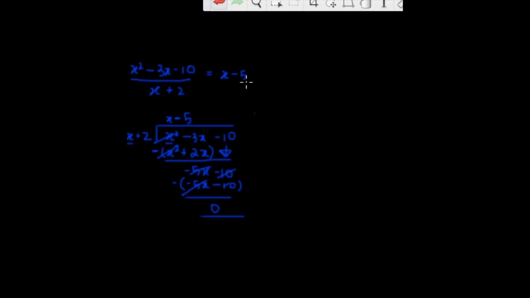You can also do this by factorizing the dividend. That would mean you do x squared minus 5x minus 2x minus 10 over x plus 2. This is another way of doing the same problem if you find it easier to do it this way. And then you'd have x plus 2 as a common factor, so you take that out, and that gives you x minus 5.